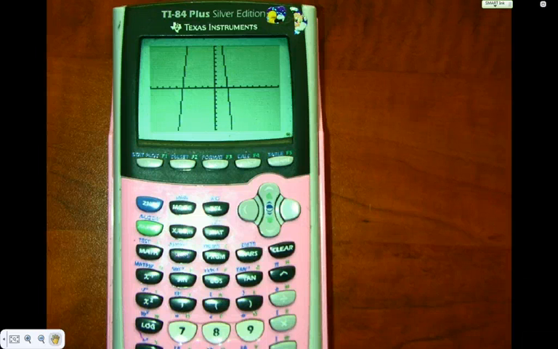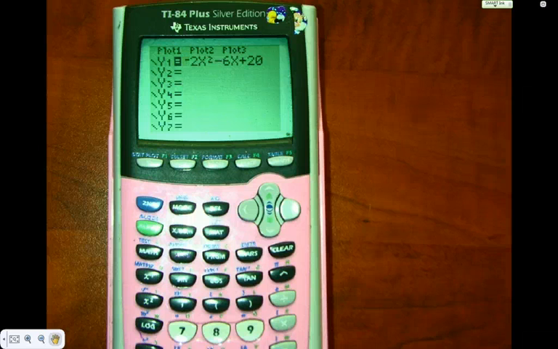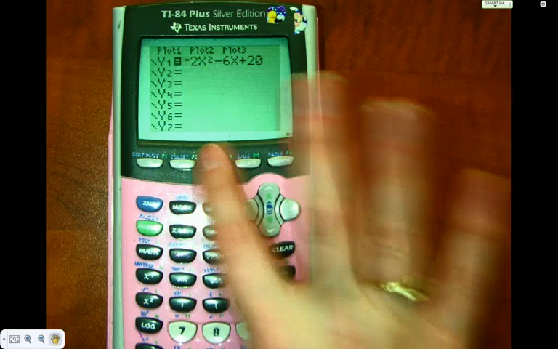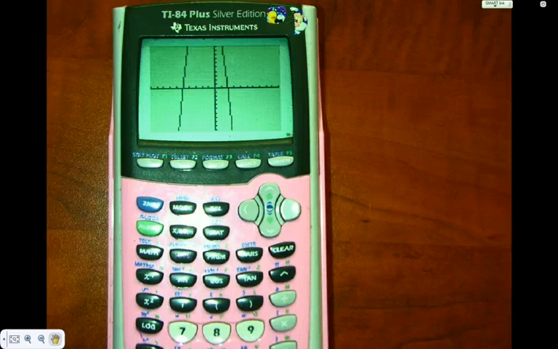Okay, what does yours look like? It's like right beside it, like that. Okay, I want you to go back into Zoom. We'll make sure you have the exact same equation. So negative 2x squared minus 6x plus 20. Okay, and I want you to zoom again and pick Zoom 6. Okay, come show me.